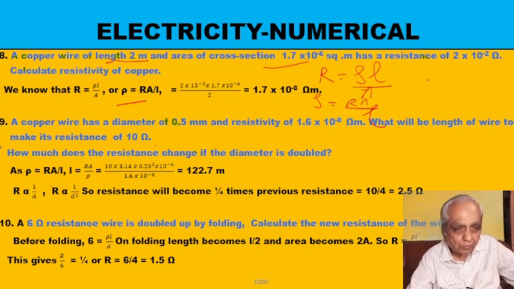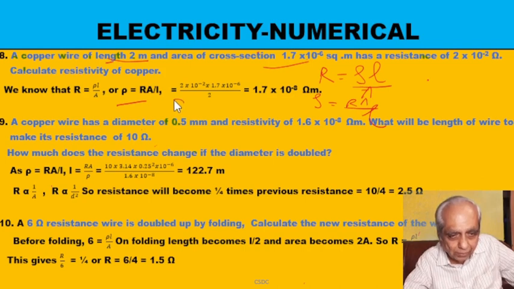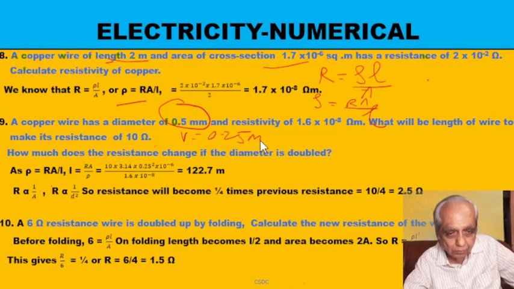Now 9th sum. A copper wire has diameter of 0.25. So this is very important to note. This sometimes gets missed by some students. Diameter is 0.25, so radius would be 0.25 millimeter. This is very important. We cannot substitute in millimeter because we are doing the sum in MKS. So we should write radius is 0.25 into 10 raised to minus 3 meter. So this is my R.